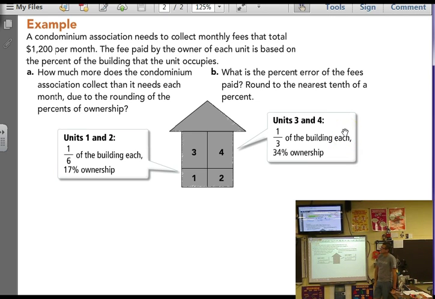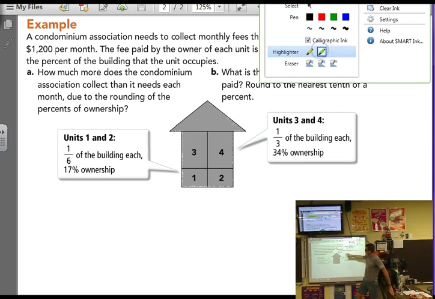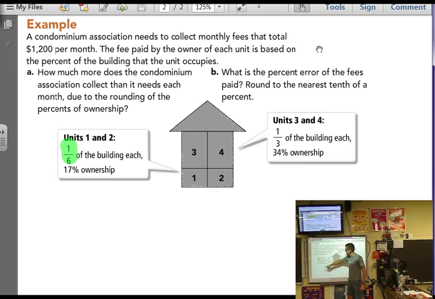So our example here says a condo association collects monthly fees that total $1,200. The fees paid by the owner of each unit is based on the percent of the building that they own, which is a very fair model. Some places charge everyone the same amount, even if their units are different sizes. So here, their fees paid are based on their sizes. Apartment 1 gets 1/6 of the building, or they round up to 17% because that would be 16.6 repeating forever. Units 3 and 4 get 1/3, or they round up to 34%.